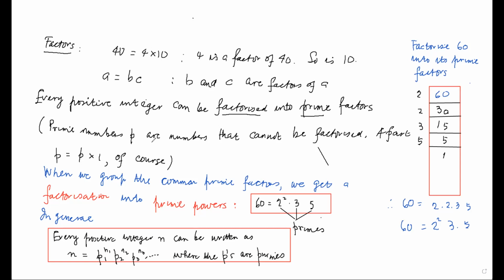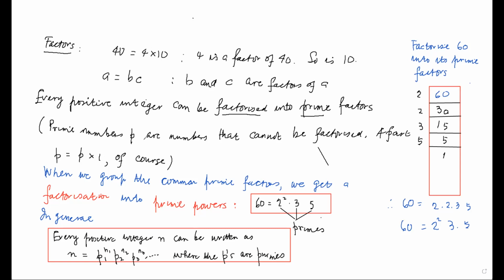But of course, every number can be factorized, like P equals P times 1. You can write it like that. But we are not counting these. So except for this factorization, a prime number has got no other factorization, right?